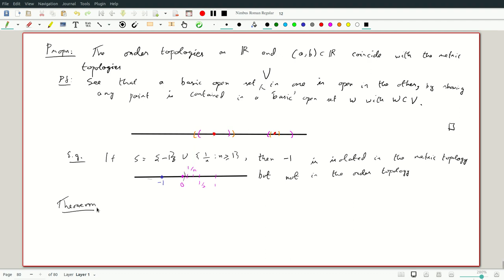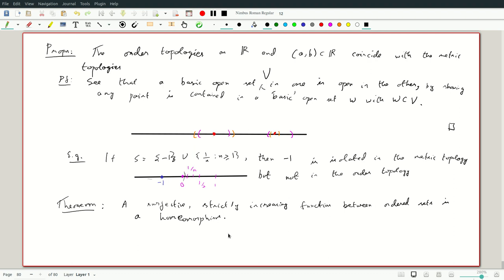But here is the reason we wanted the theorem: the relation to homeomorphisms. A surjective strictly increasing function between ordered sets is a homeomorphism. If it's strictly increasing and surjective, it's bijective, since strictly increasing forces injective. So its inverse is also a function which is also strictly increasing. So if we show that it's continuous, the same argument applies to the inverse.